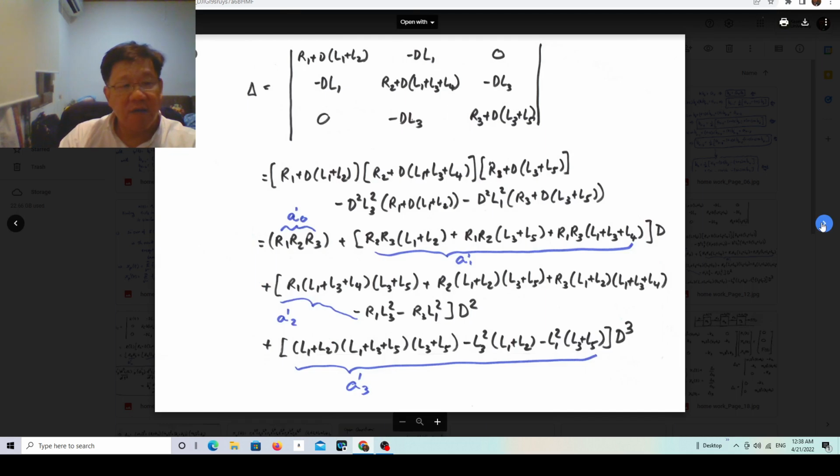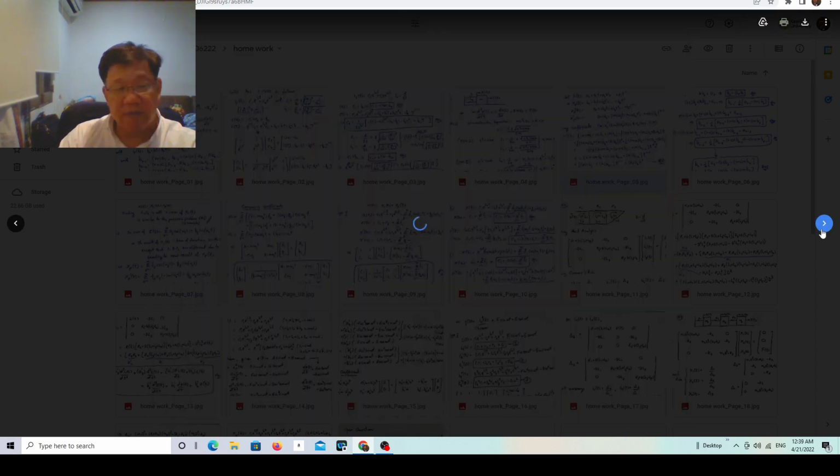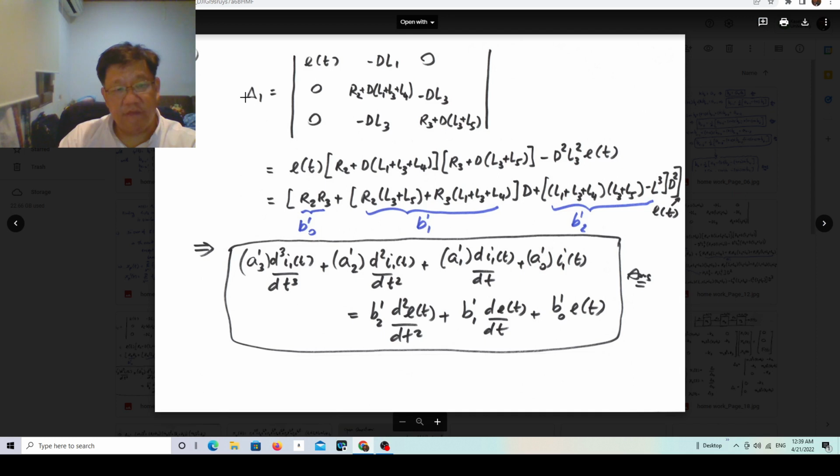In this case, we're going to go through it a little bit, since it's only a 3 by 3 matrix. As you might remember, this is high school knowledge: the formula to find the determinant of a 3 by 3 matrix. This results in a third order differential equation, with delta as the left hand side. We have the operator D as d by dt. This is delta.